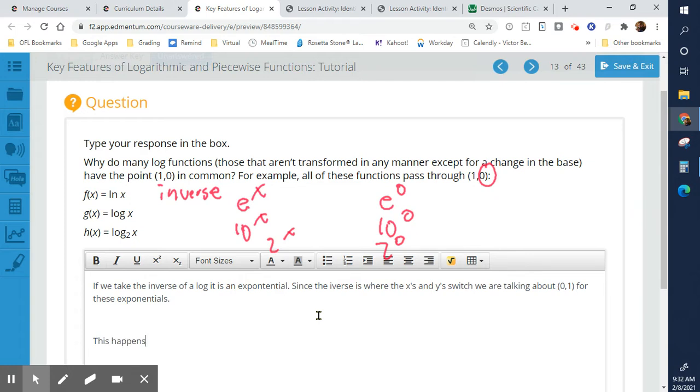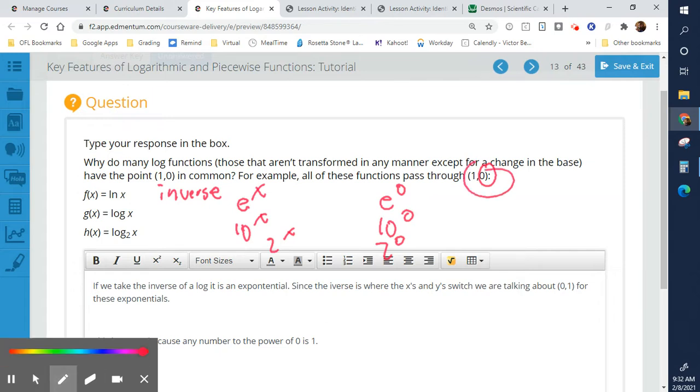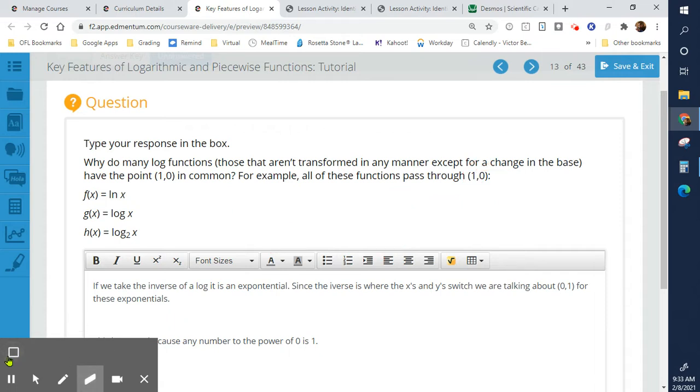This happens because any number to the power of 0 is 1. So that's why this is happening. This keeps happening over and over. We're not moving it to the left. We're not moving it to the right. We're not multiplying it by a random number. All logs have this point, and that's because logs are just backwards exponentials.